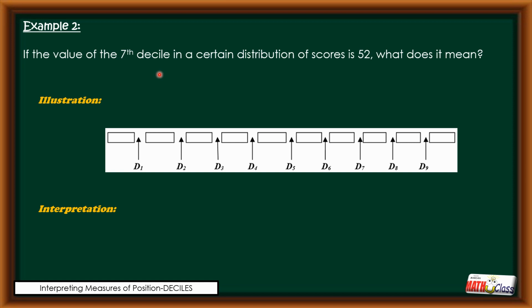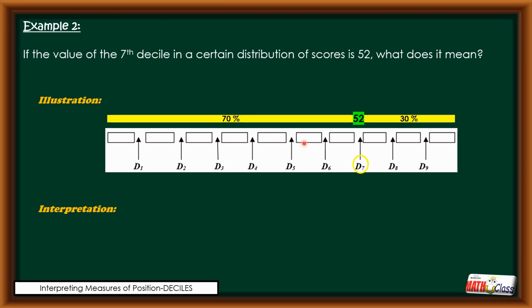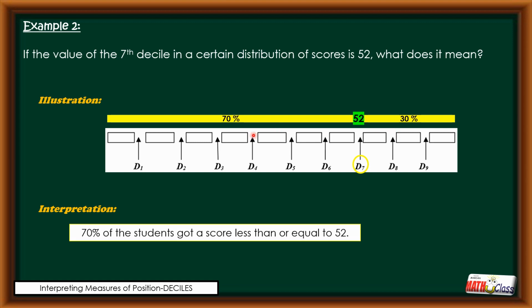If the value of the seventh decile in a certain distribution of scores is 52, what does it mean? First, let us have an illustration. The seventh decile lies on this part of the distribution. The value of the seventh decile is 52. The seventh decile or D7 separates the lowest 70% from the other 30%. This means that 70% of the students got a score less than or equal to 52. On the other way around, we can also say that 30% of the students got a score greater than or equal to 52.